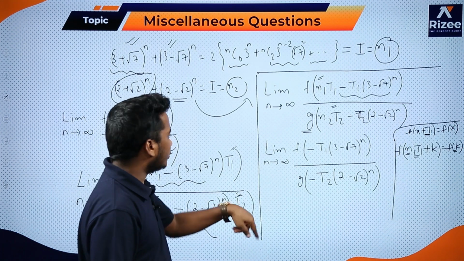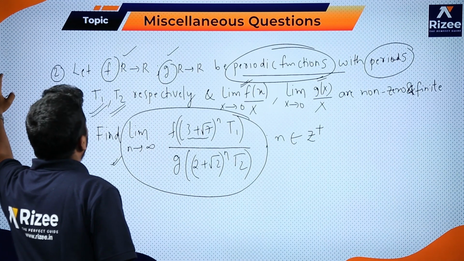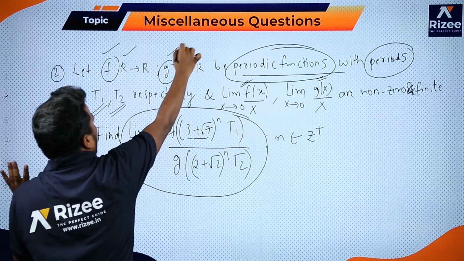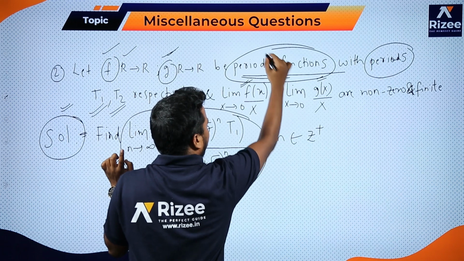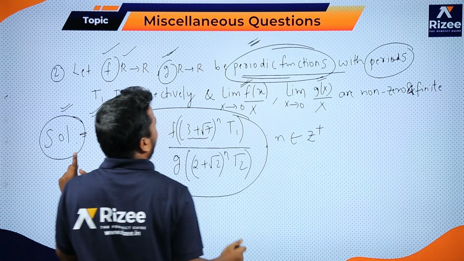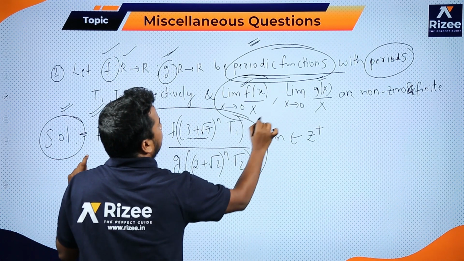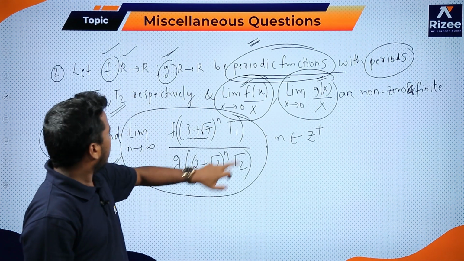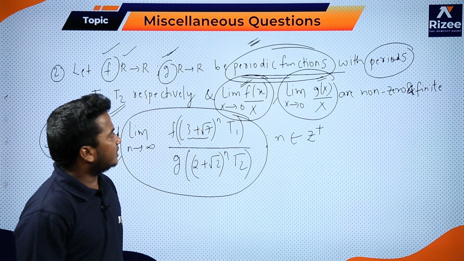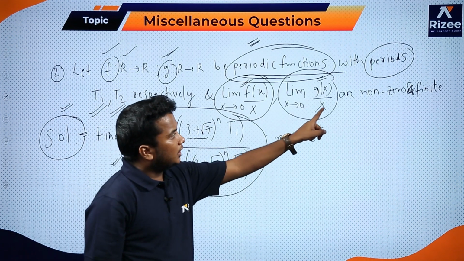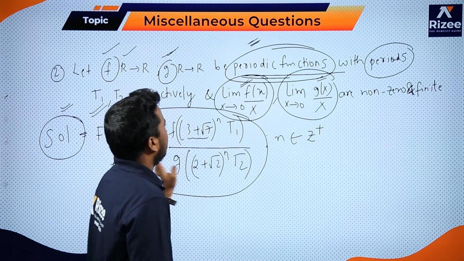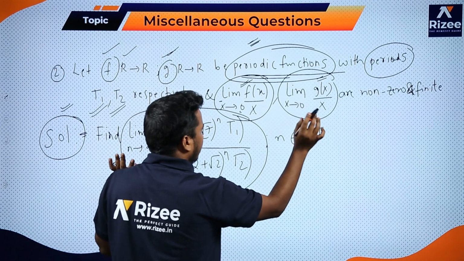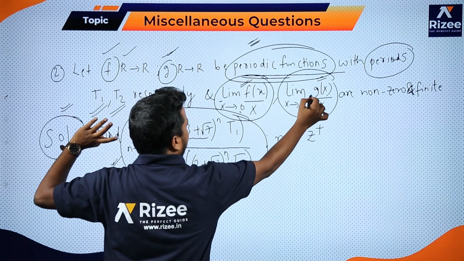So how will we proceed further? See, the basic information from the question is f and g are two functions. They are periodic. We have used this definition, but we haven't used these. They are claiming limit x tending to 0, f(x) by x, or limit x tending to 0, g(x) by x, are non-zero and finite. If something is tending to 0, f of something by something would be finite and non-zero. Similarly in case of g.